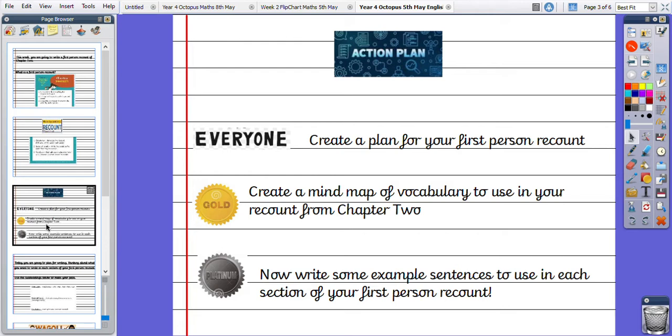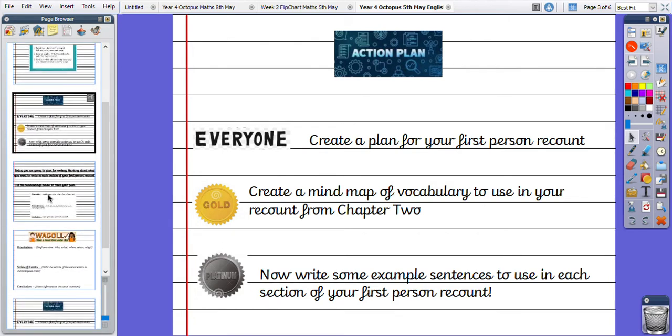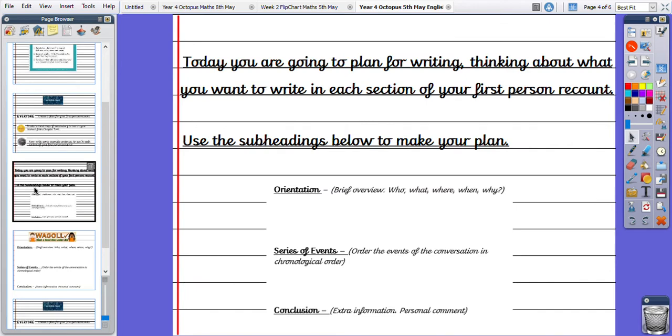And then moving on to goals, I want you to create a little mind map of any vocabulary that you can magpie from chapter 2. And if you want to challenge yourself moving on to platinum, you could create 2 or 3 sentences that you might want to use in your recount. But everybody, at least today, I want you to write a plan for your recount. So your summary from yesterday is going to help you.